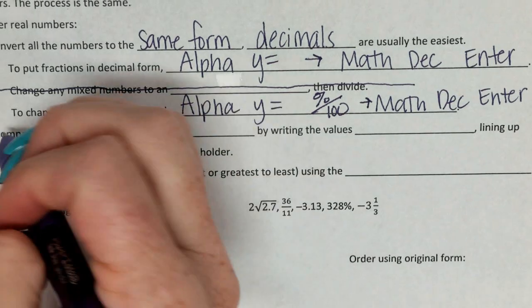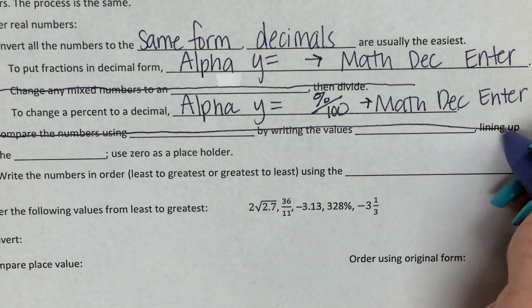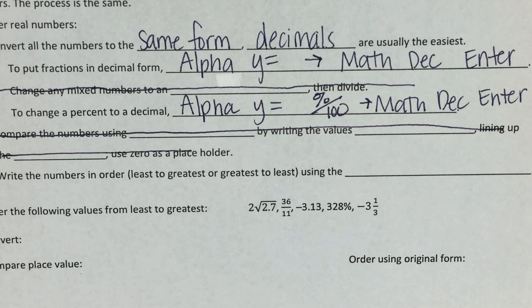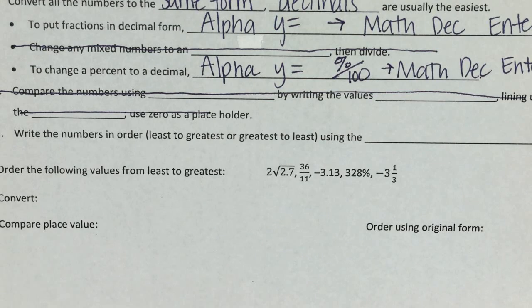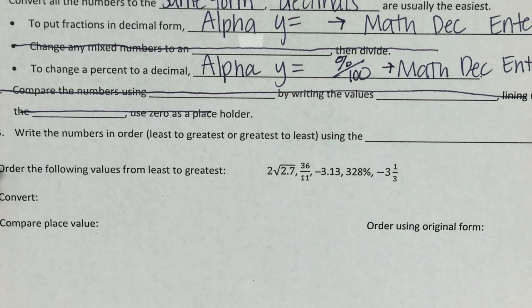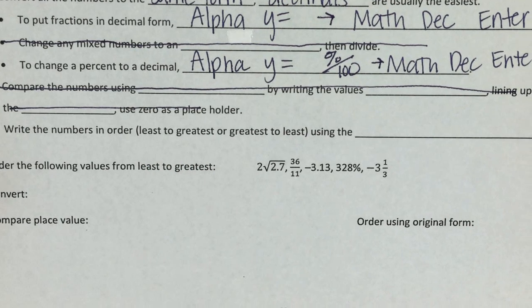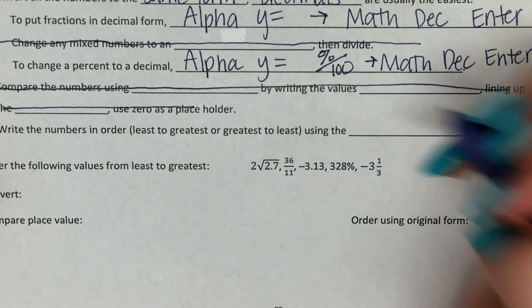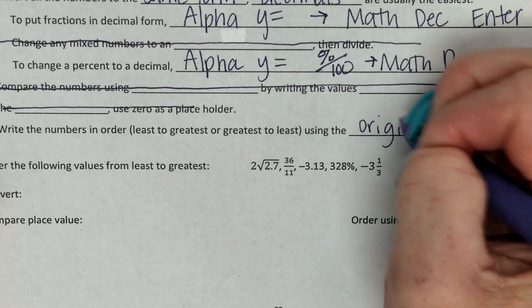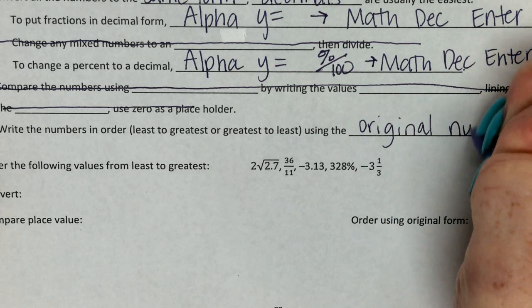All right, mark this next part out. I'm going to teach y'all a different trick. You're going to write the numbers in order from least to greatest or greatest to least, and we're going to write them back in their original number. And I'll explain that.